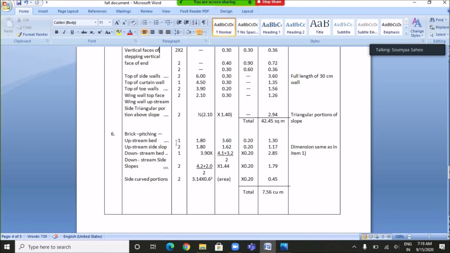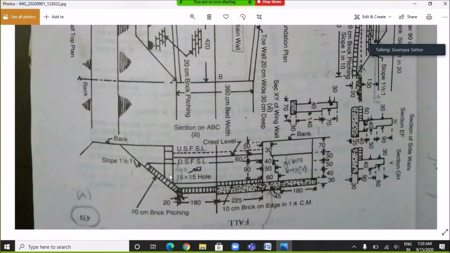Then next the cement pointing work is to be done for the side triangular portion above the slope. So as you can see in the cross section here, this height is 140 centimeter and this slope is 1.5:1. So this horizontal length will be 1.5 into 1.4 meter. So this length will be 2.1 meter.